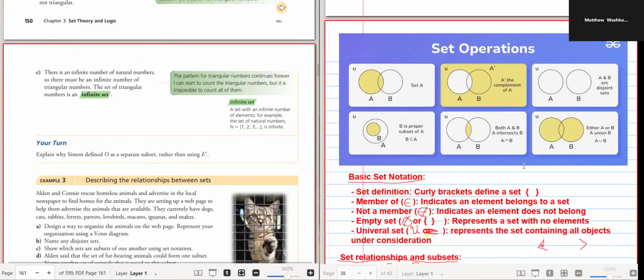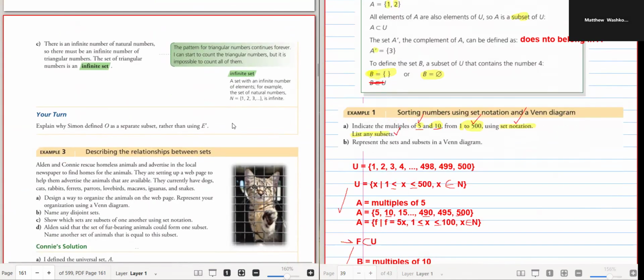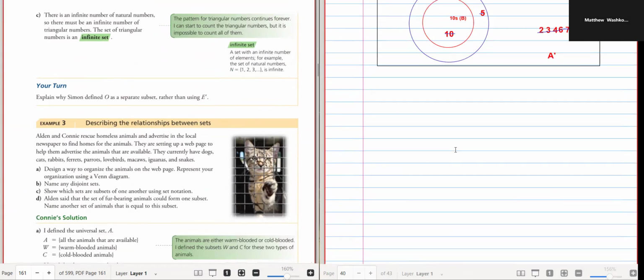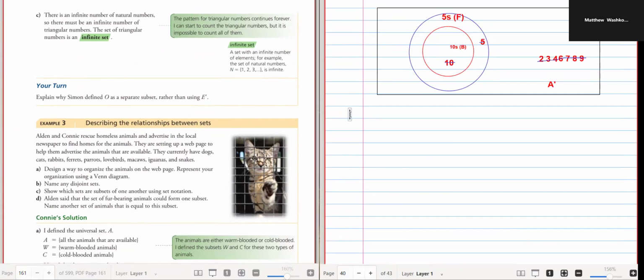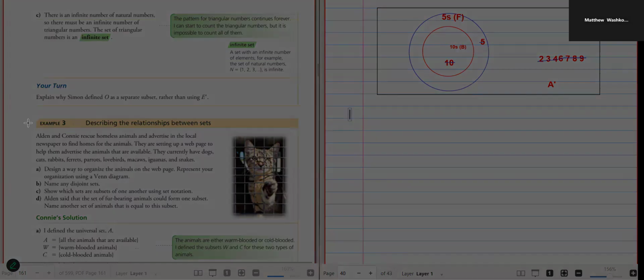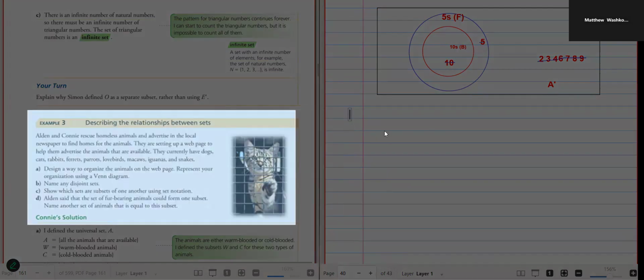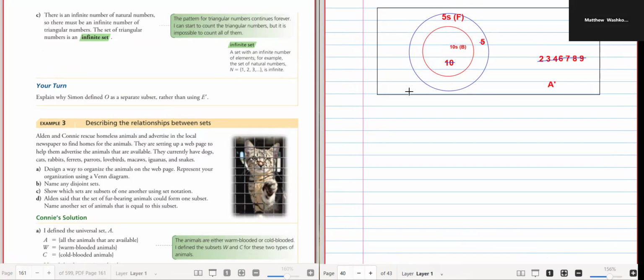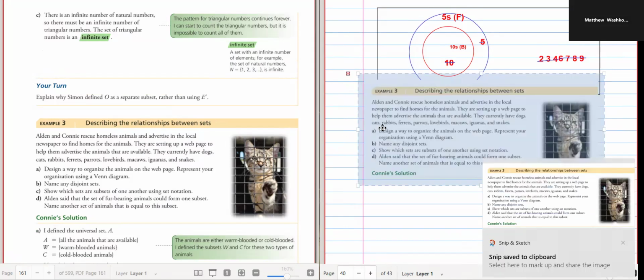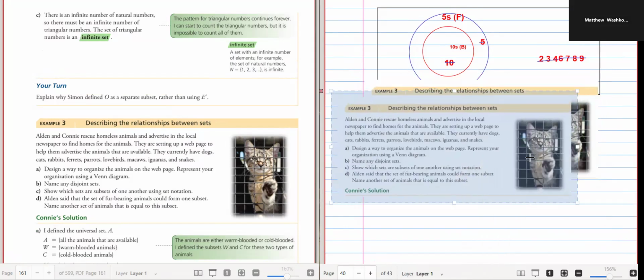So let's go to example 3. I want to do this one here. I'm going to give myself the cheat code. You guys got to write it down. So write this down and then we'll start running into this here.